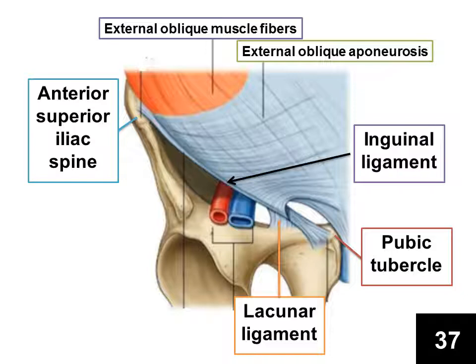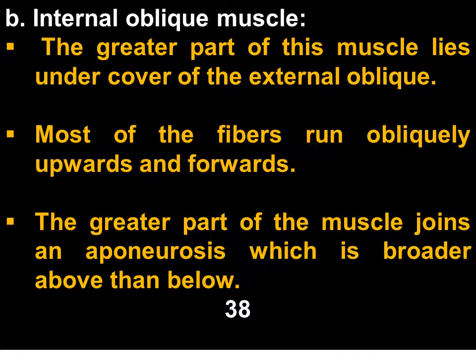On reaching the pectineal line, lacunar ligament becomes ما موجود هذه بالصورة, but it becomes continuous with another ligament نسميها pectineal ligament. ومن pectineal line another ligament نسميها pectineal ligament. هلا نجي على العضلة الأخرى اللي هي internal oblique اللي هي deep to the external. خلينا نروح للصورة.